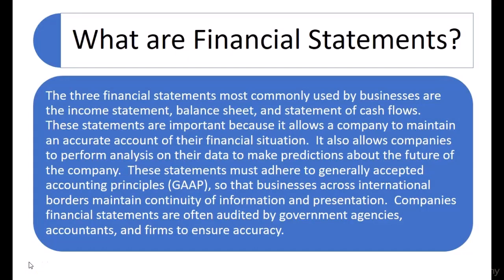The three financial statements most commonly used by businesses are the income statement, the balance sheet, and the statement of cash flows. These three statements are important because they allow a company to maintain an accurate account of their financial situation. They also allow companies to perform analysis on their data to make predictions about the future of their company. These statements must adhere to the generally accepted accounting principles, also known as GAAP, so that businesses across international borders maintain continuity of information and presentation. Companies' financial statements are often audited by government agencies, accountants, and firms to ensure accuracy of the statements.